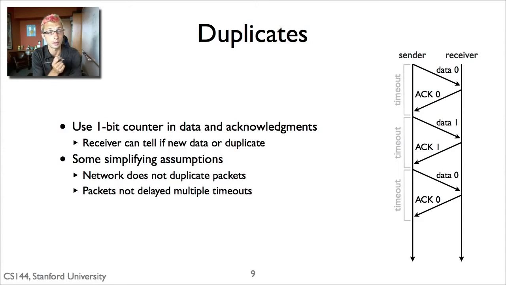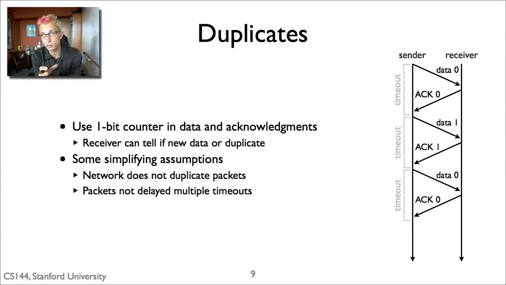And so in the case of stop and wait, we can solve this problem with a 1-bit counter. And so the idea is to use this 1-bit counter on all data and acknowledgement packets. So a sender sends data 0, then it receives ACK 0. Data 1, ACK 1, data 0, ACK 0. Right? And so now the receiver can tell if this is new data or a duplicate. And so in that prior case I showed, it would be able to distinguish between the acknowledgement for the retransmission of packet 0 and an acknowledgement for the first transmission of packet 1.